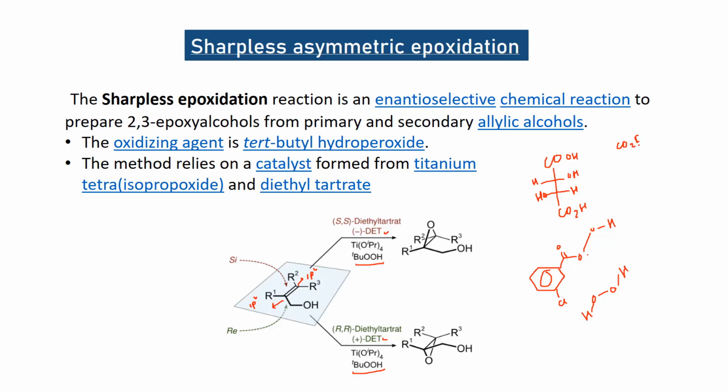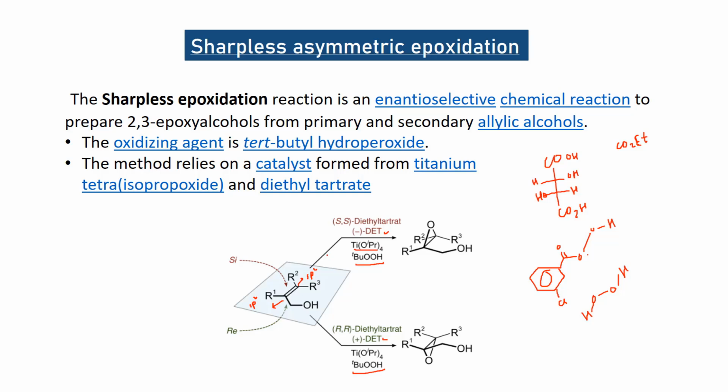So if we use positive diethyl tartrate, we will get one kind of product. If we use negative diethyl tartrate, we will get another kind of product. Here the oxidizing reagent is tertiary butyl hydroperoxide, and the method relies on a catalyst formed from titanium tetraisopropoxide. So titanium isopropoxide acts as a catalyst, and diethyl tartrate combines with it and makes a stereochemistry which prefers the selective epoxidation.